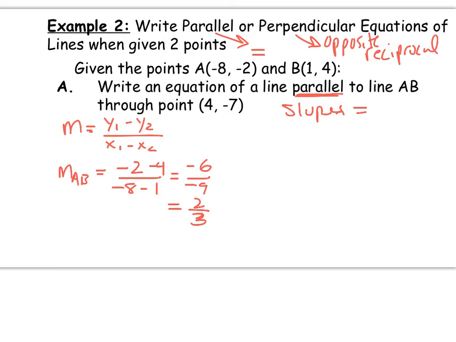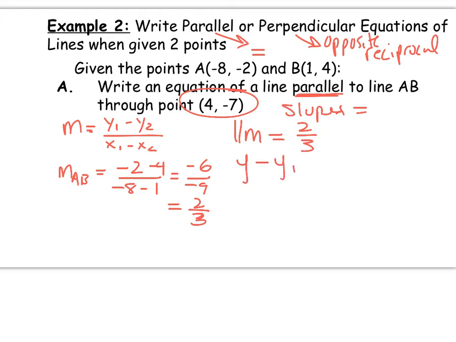So we want the parallel slope. The parallel slope is going to be equal, so that's going to be 2/3. And now we want to write the equation of the line through a given point, 4, -7. So we'll use the point-slope form.